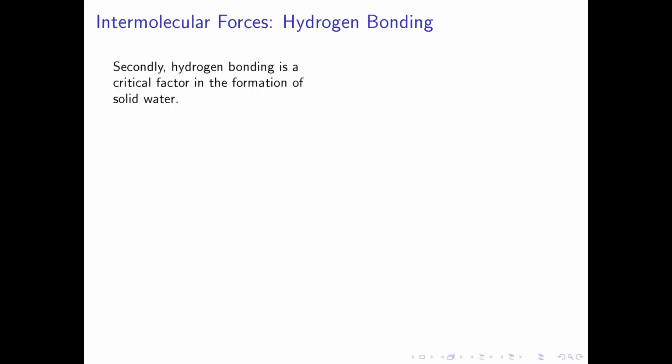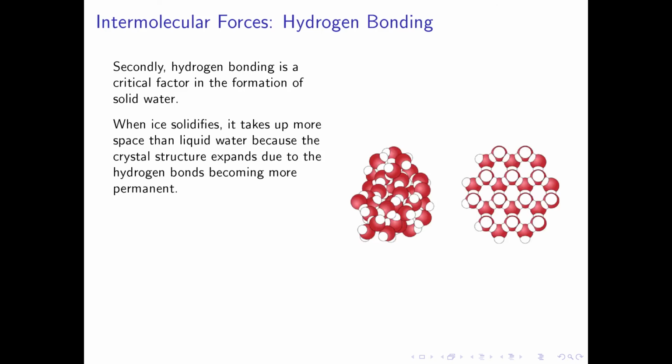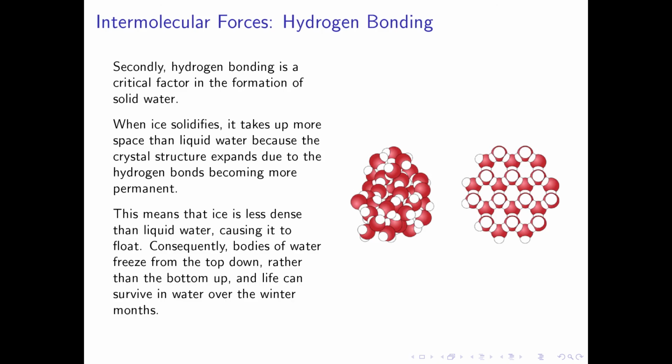Secondly, hydrogen bonding is a critical factor in the formation of solid water. When ice solidifies, it takes up more space than liquid water because the crystal structure expands due to the hydrogen bonds becoming more permanent. This is seen in the image to the right. The frame on the left-hand side models liquid water, while the frame on the right-hand side models solid water. This means that ice is less dense than liquid water, causing it to float.